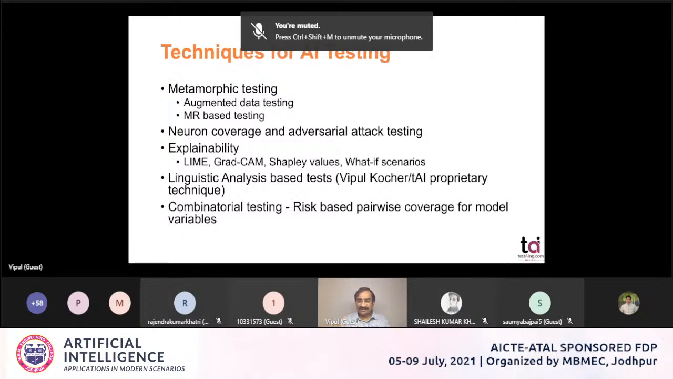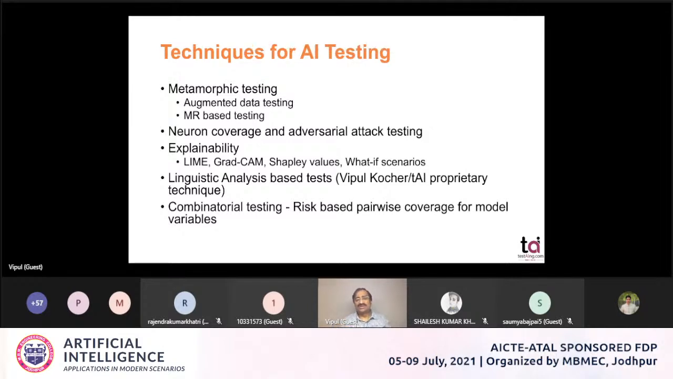Explainability, I told you, is a big thing. While I'm not going to talk a lot about it, because chances are most of you know explainability, if you want me to talk at the end of it, I can talk a little more on this. Some of the algorithms and techniques used for explainability are LIME, GradCam, Shapley values, what-if scenarios. There are over 24 such things available, and more are coming up every year.